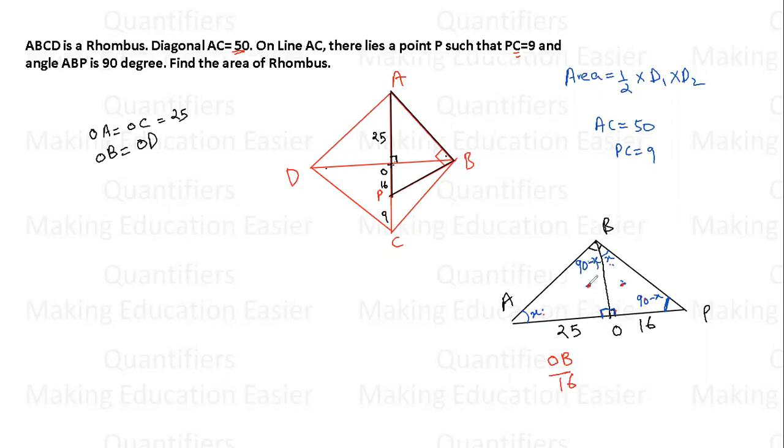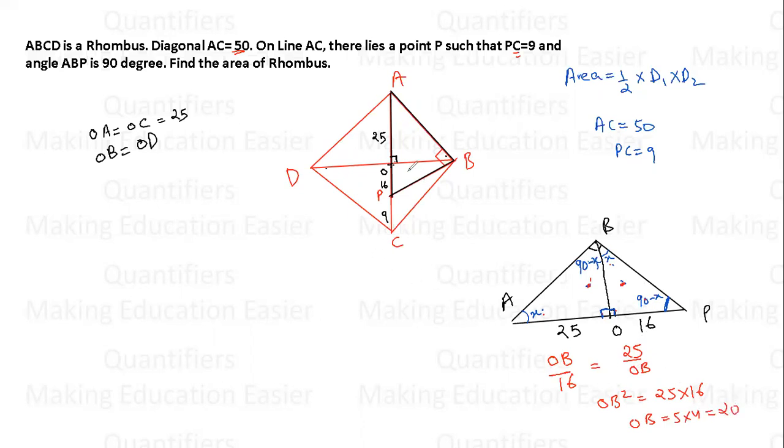And similarly, now if I pick 90 minus x, opposite to 90 minus x is 25. And in this triangle, opposite to 90 minus x is OB. Now the ratio is always the same. Now students, from here you will get the value of OB, because OB square is 25 into 16. So obviously OB will be 5 into 4, which is 20.